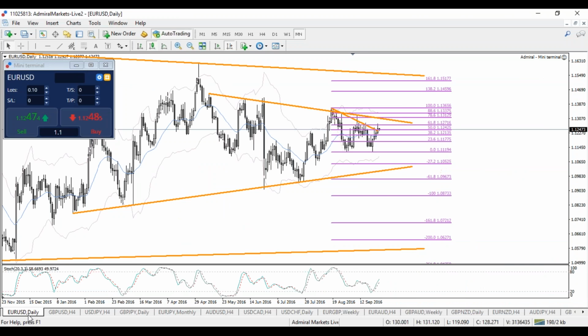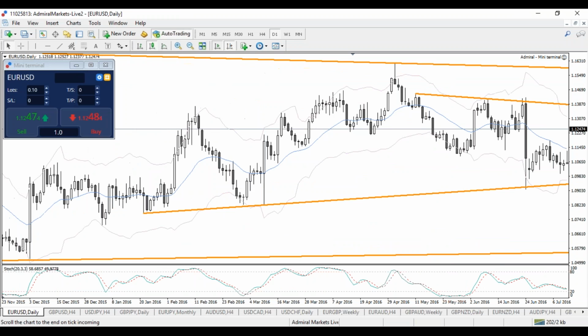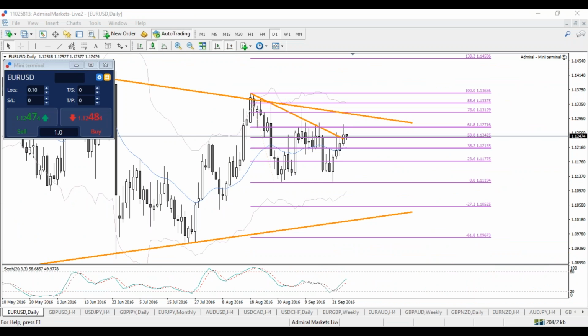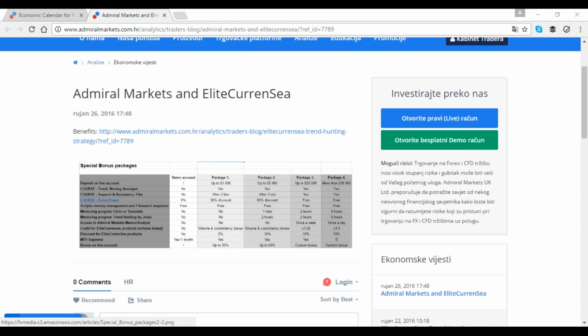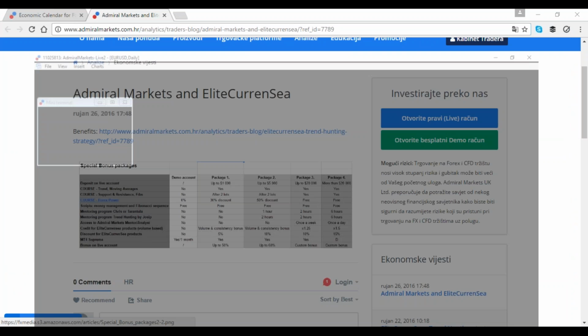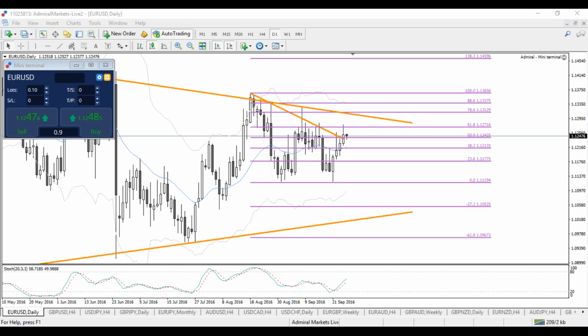All right, here we go. Euro-dollar. Daily chart. Sorry, it seems to be, okay. It's a bit slowing down because of the search I was doing for the channel. There you got the channel in the chat box as well.